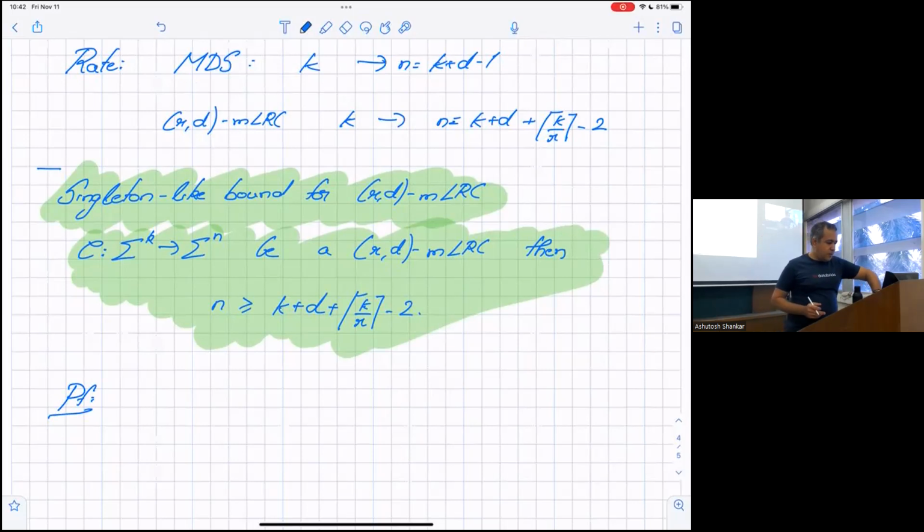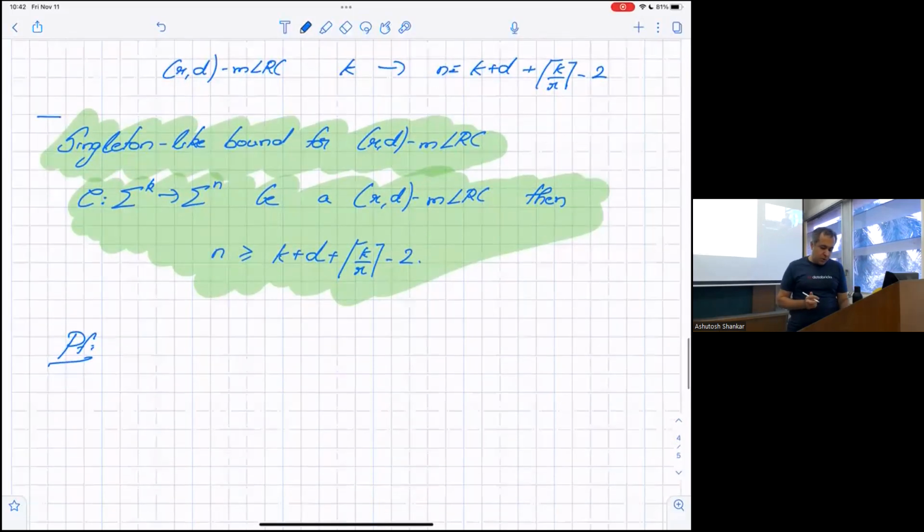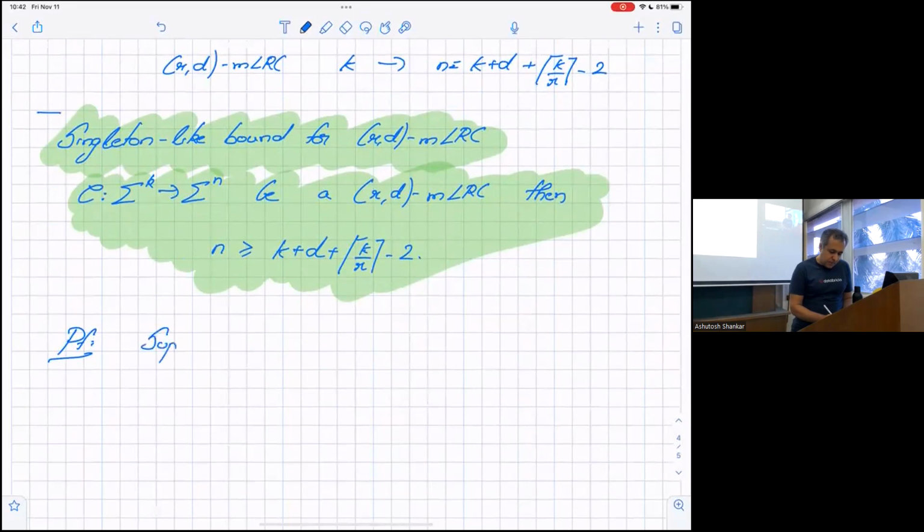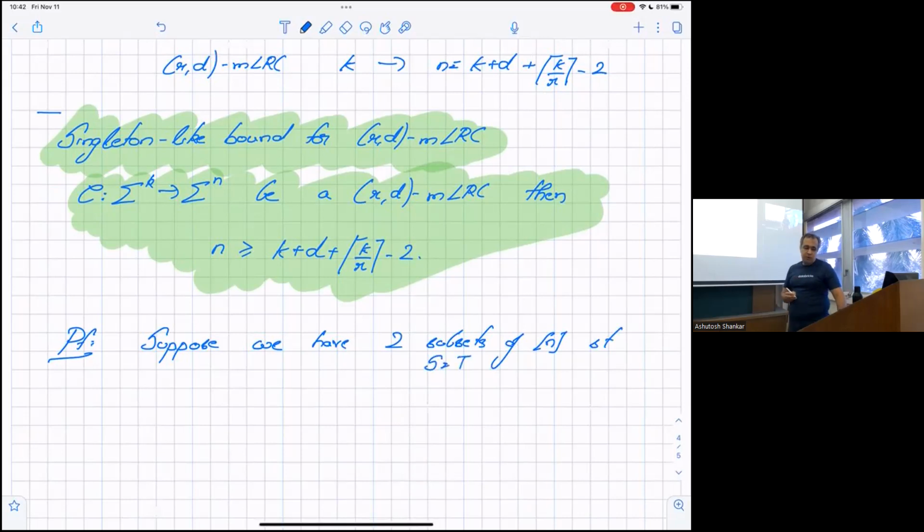So, suppose we had two subsets of the coordinates, subsets of n, such that they have the following property. We have two subsets, let's call them S and T, which have the following properties.